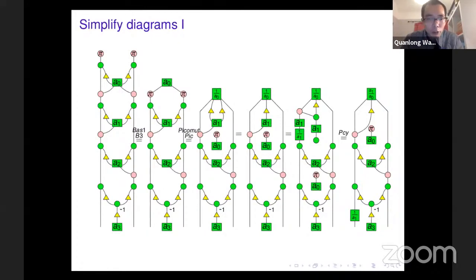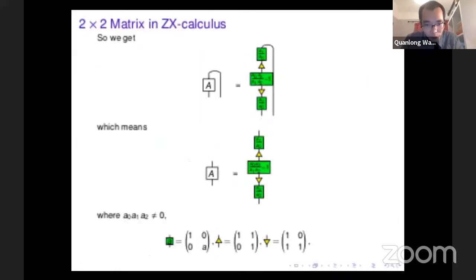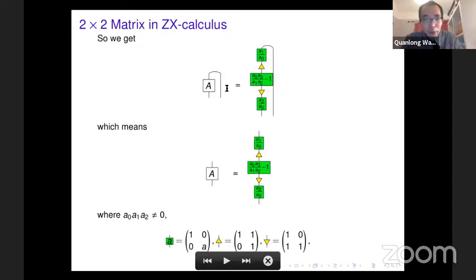I don't want to talk about the details, so let me just jump to the final simplified diagram. From the normal form, you get this one. Then you use the map-state duality again, and you get the representation of the 2x2 matrix like this. Here we assume A0, A1, and A2 are not 0, and the green box is just the diagonal matrix, the triangle is the elementary matrix, and the down triangle is just the transpose of this up triangle. But this is still not quite a satisfying form.